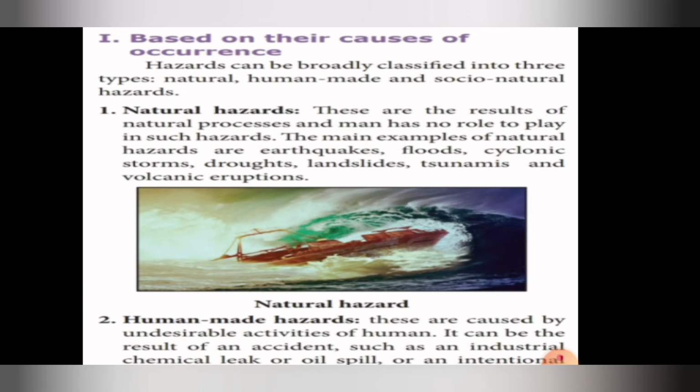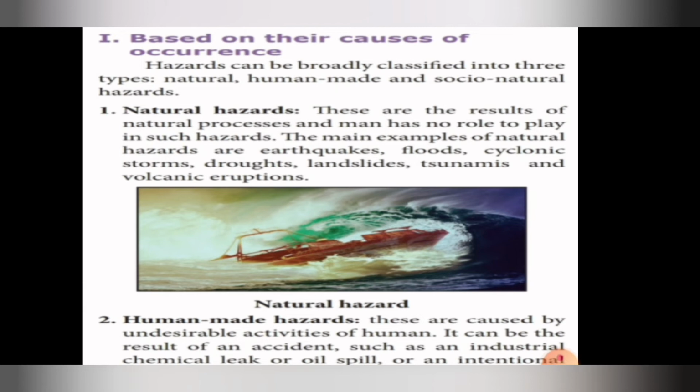There is no involvement of man in this. Okay, the main examples of natural hazards are earthquakes, floods, cyclonic storms, droughts, landslides, tsunamis, and volcanic eruptions. So these are natural hazards. What are they? Earthquake, நிலநடுக்கம். Okay, this doesn't involve humans. Man-made hazard doesn't involve in this, completely natural, right?